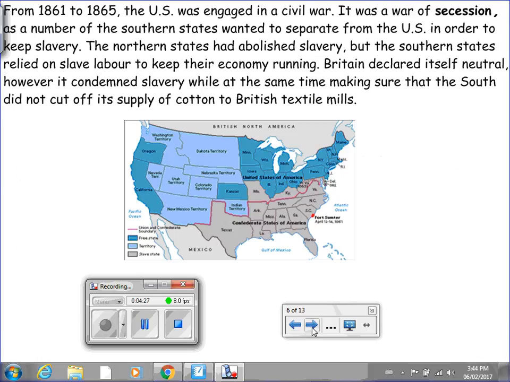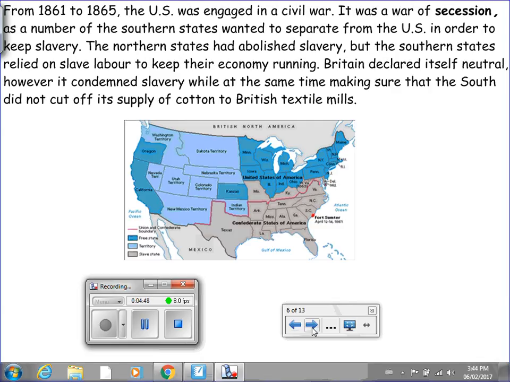from 1861 to 1865, the U.S. was engaged in a civil war. It was a war of secession, as a number of the southern states wanted to separate from the U.S. in order to keep slavery. The northern states had abolished slavery, but the southern states relied on slave labor to keep their economy running.